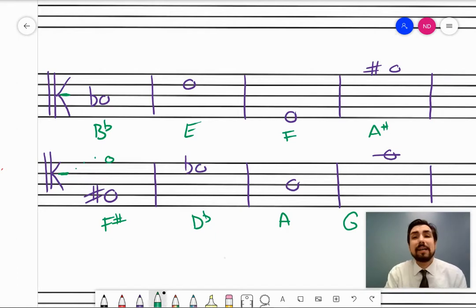Now, I always get asked, why do we need these? Why do we need the alto and tenor clef? Can't we just have treble and bass? Or why do we even need two? Why can't we just write everything on one?